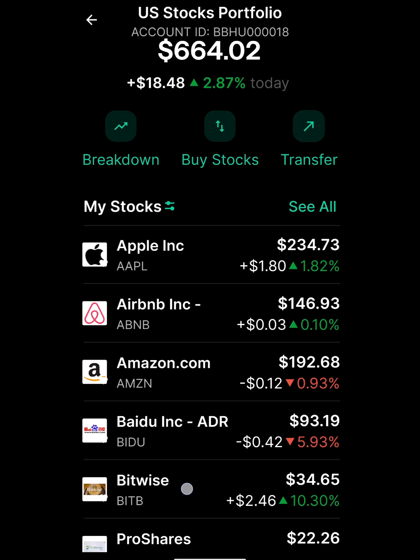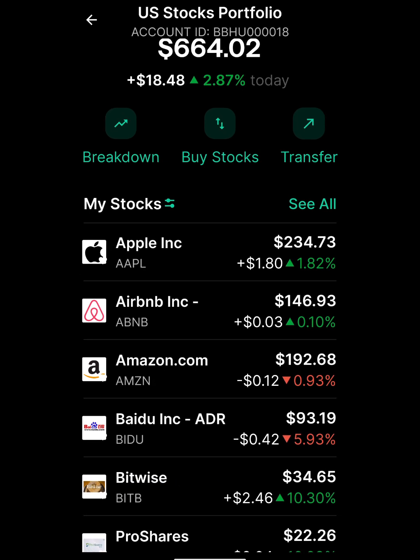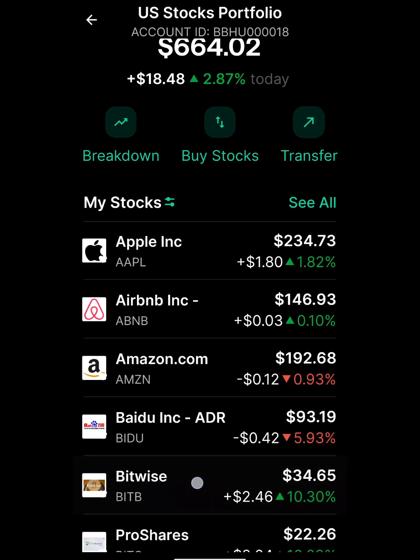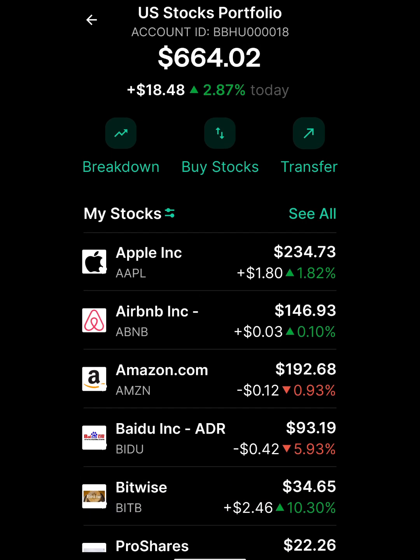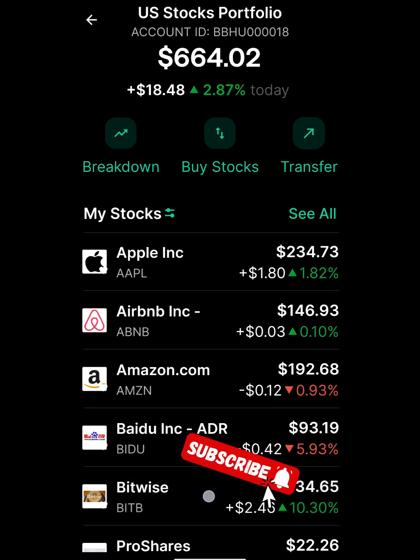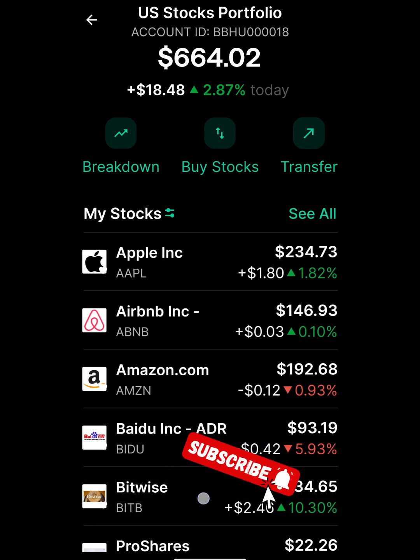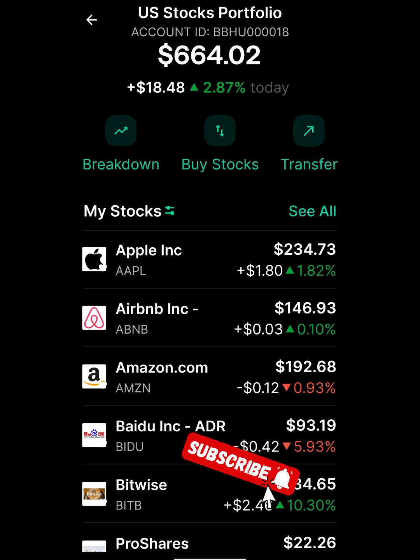Now this is the stock I want to sell today. As an example, this Bitwise BITB, it's tied to the Bitcoin market pretty much. It's basically a Bitcoin ETF, right? And I have other Bitcoin ETFs. I already trade Bitcoin even, so I want to sell this one because it has been in profit. So I'm going to click on it.